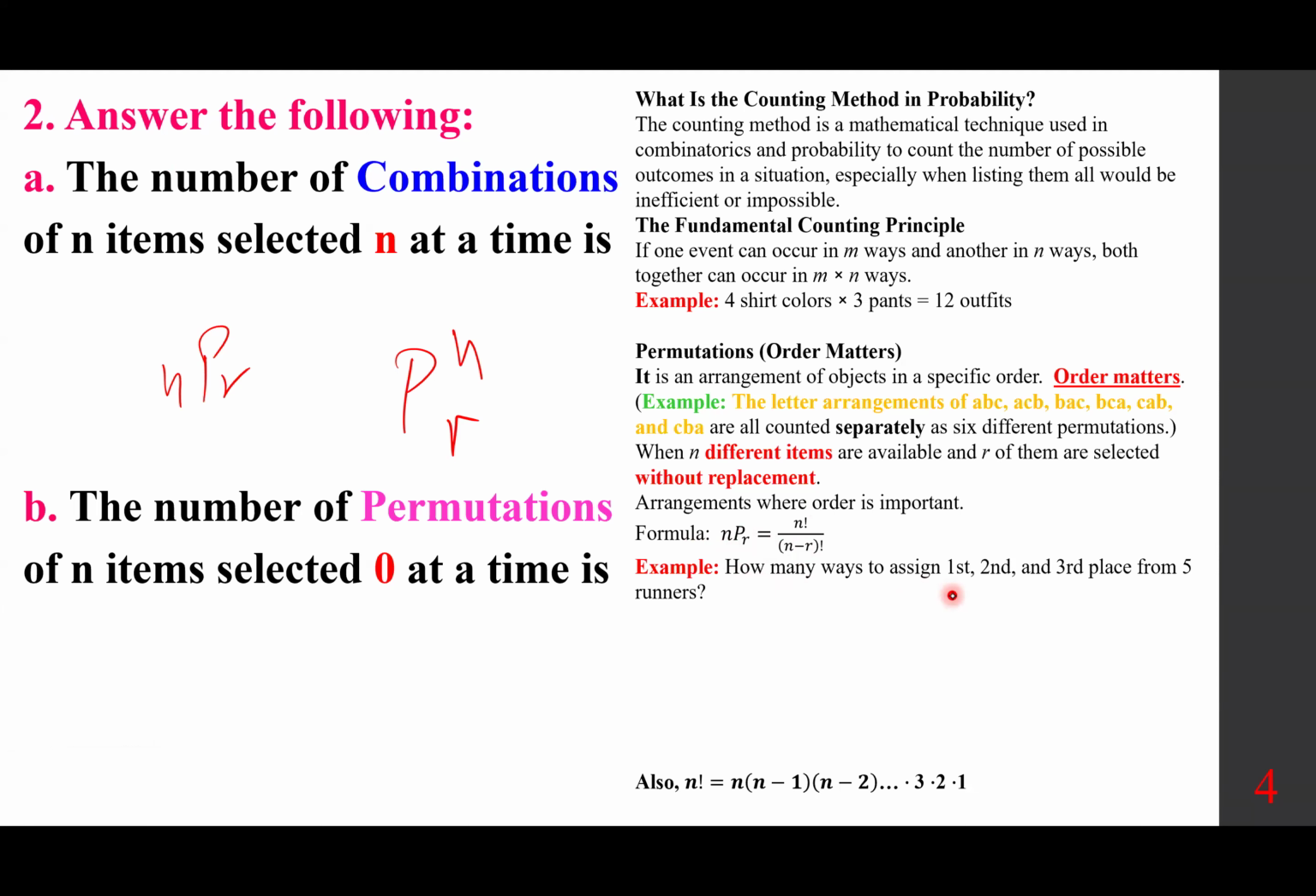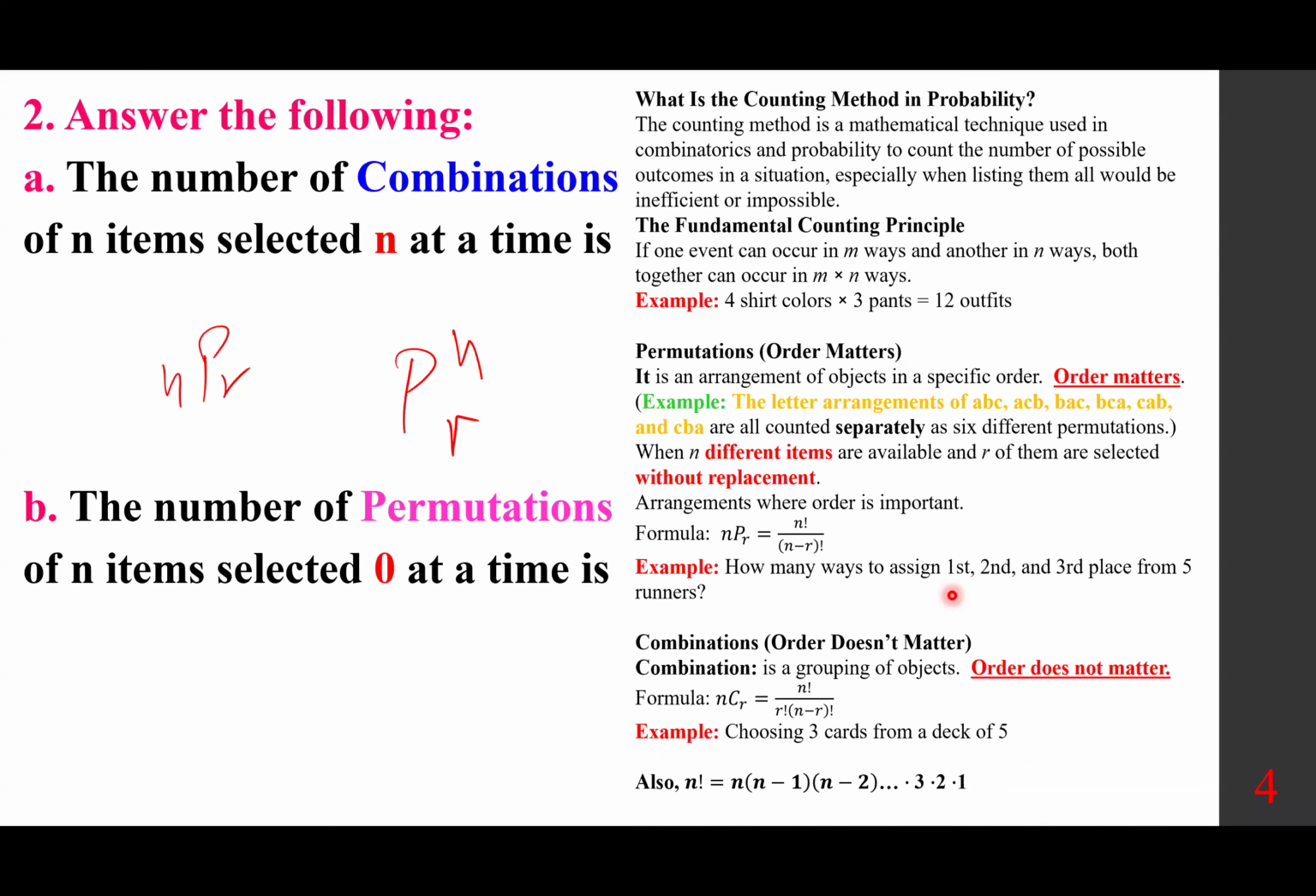becomes important. However, when it comes to combination, order doesn't matter. Combination is grouping of objects, order doesn't matter. For example, if you go back just to this one, all of them really contain A, B, C. That's all that matters. Order is not important. The formula nCr is n factorial over r factorial times n minus r factorial.